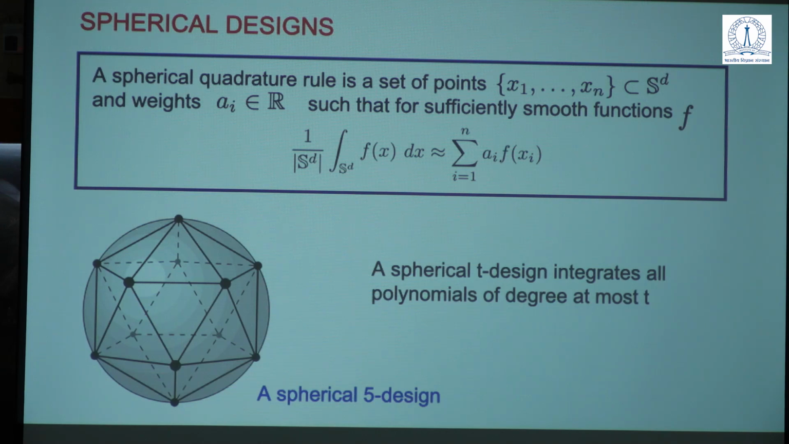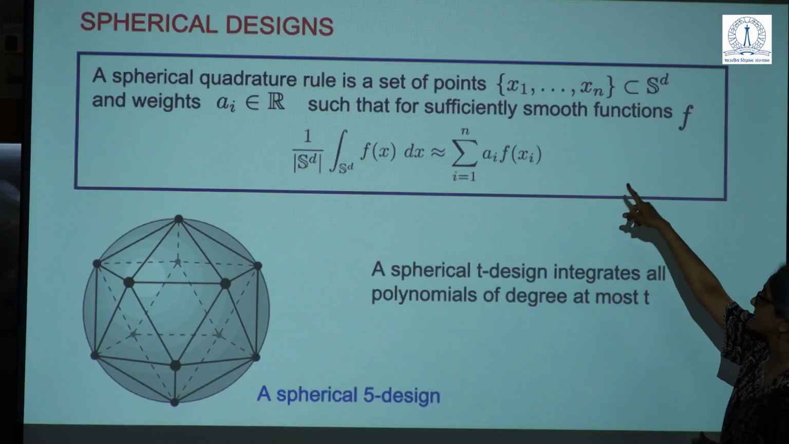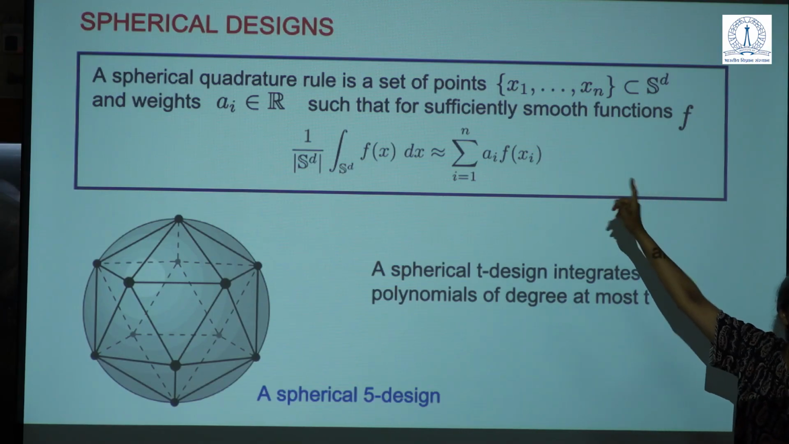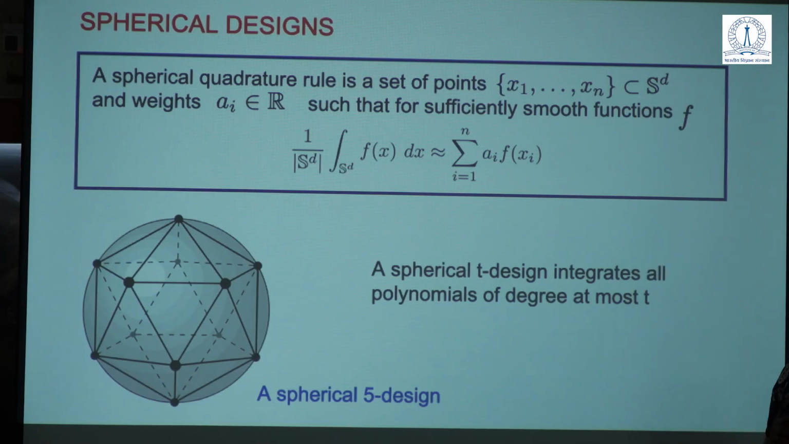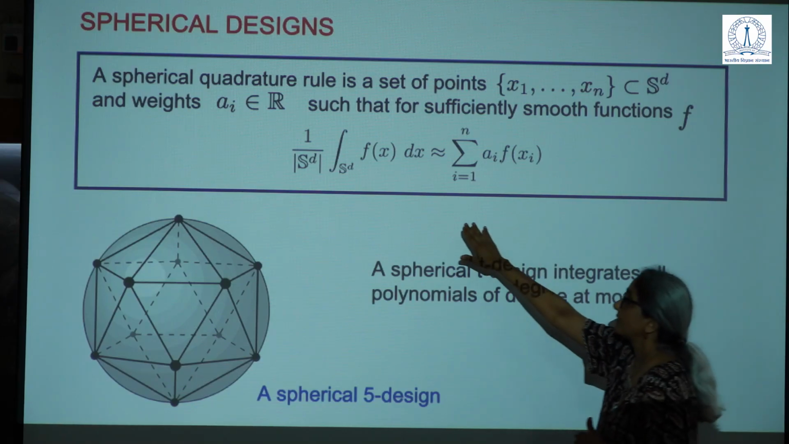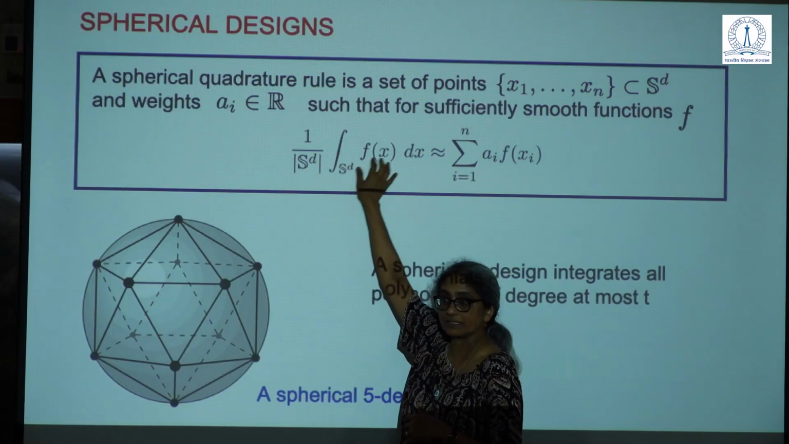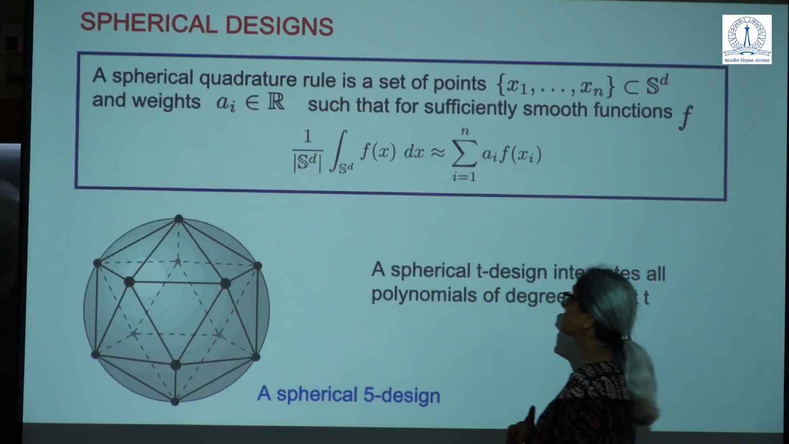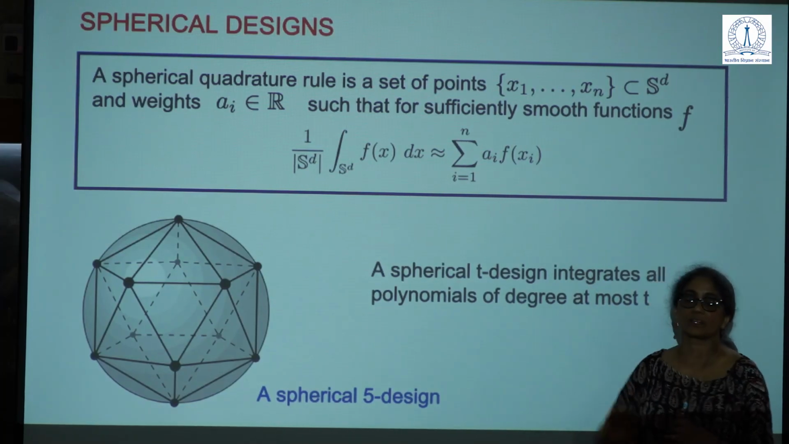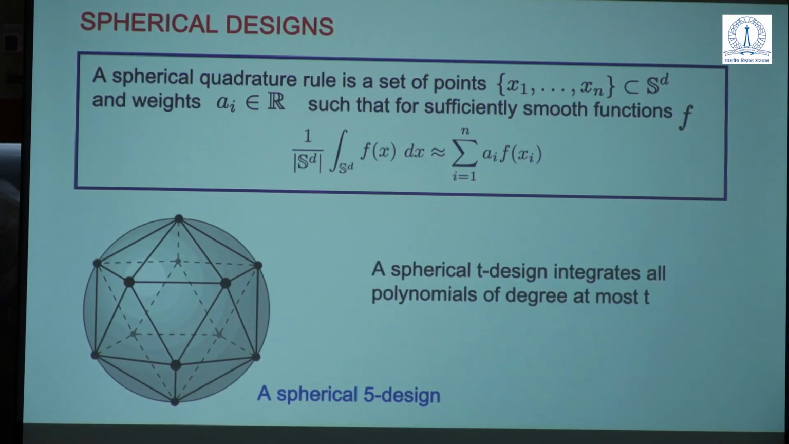And what you want to do there is the same thing. I want to look for a set of points x1 through xn on the sphere, and weights a_i, such that for sufficiently smooth functions f, the global average of the function on the sphere, the integral of the function divided by the volume of the sphere, should be roughly the same as the weighted average of the function values at these special points. Same idea. It's like numerical integration. These are also called quadrature rules. Maybe you've heard of Gauss quadrature, a very special way to do integration. So these are spherical designs.